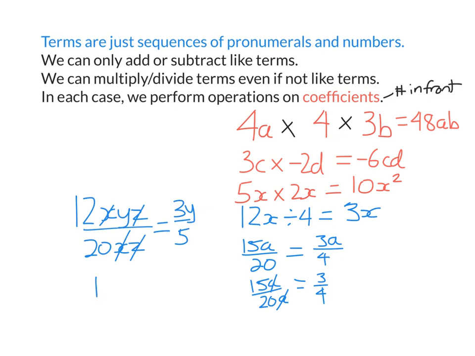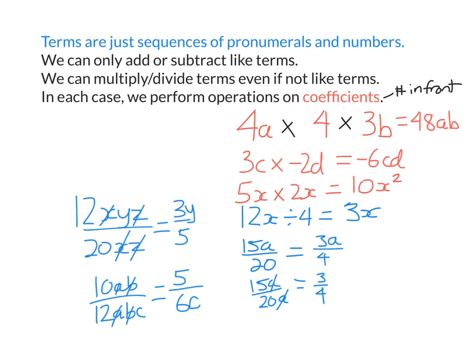For something like 10ab over 12abc, same thing. 10 over 12 simplifies to 5 over 6. Cross out the a's, cross out the b's. This time the c is on the bottom, so I write it as 5 over 6c. So that's multiplying and dividing terms.